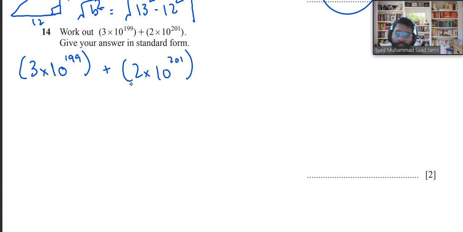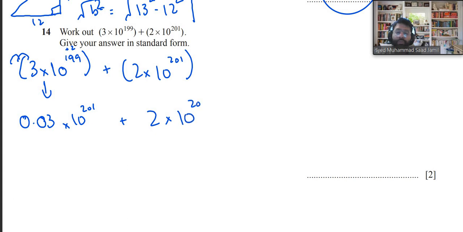Now look, can you make both the powers the same, like 10 raised to power 201? Actually I can. If I write this as 0.03, if I go 2 decimal places back, 1, 2, I will add 2 to the power over here. Sorry, not like this, actually like this: 0.03 multiplied by 10 raised to power 201 plus 2 multiplied by 10 raised to power 201.